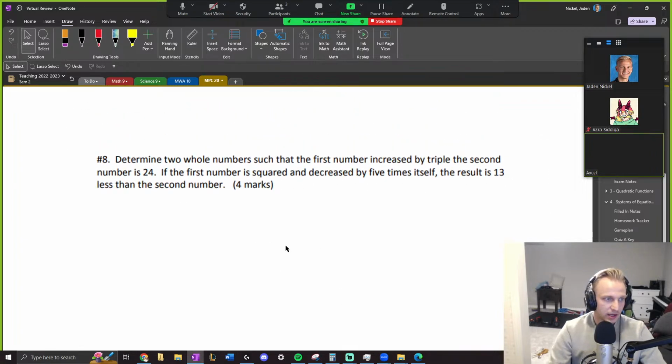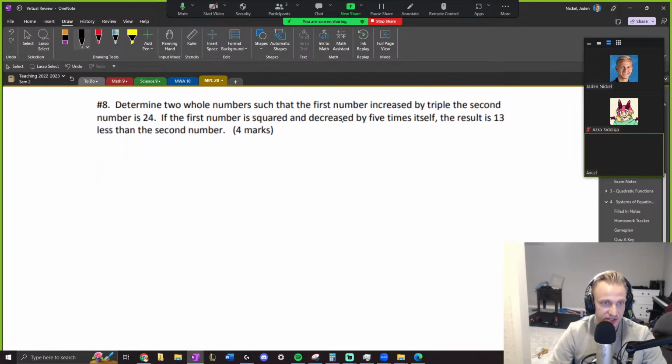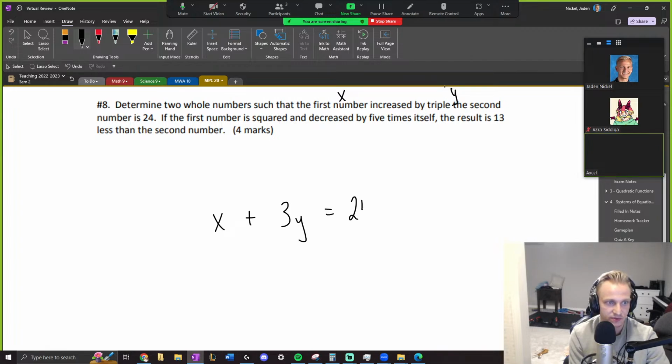Okay. Determine two whole numbers such that the first number increased by triple the second number is 24. So let's say x is the first number and y is the second number. So I think this is x plus 3y is equal to 24. If the first number is squared and decreased by 5 times itself, the result is 13 less than the second number. I think those are the two equations for this.